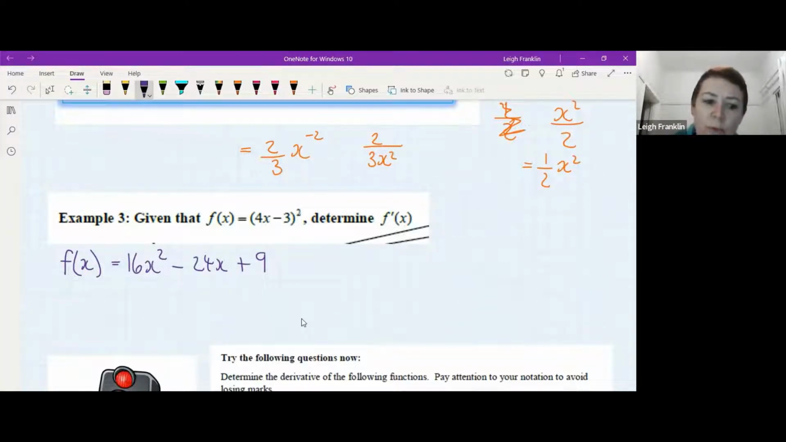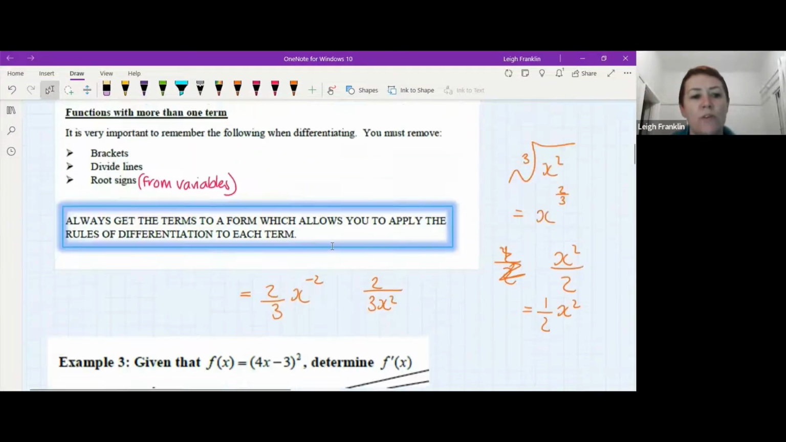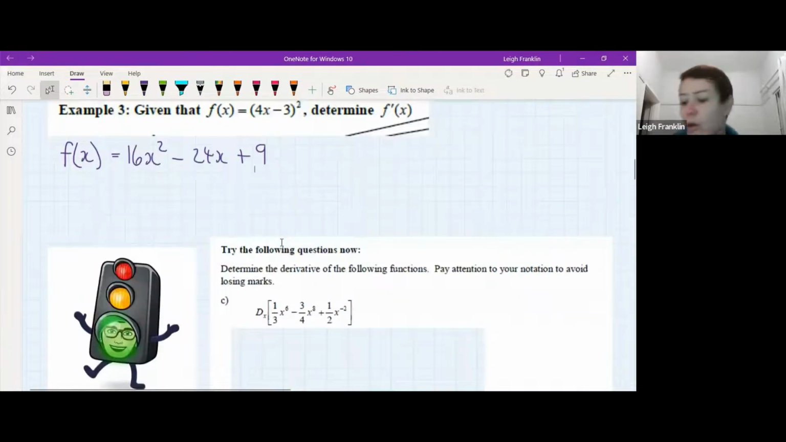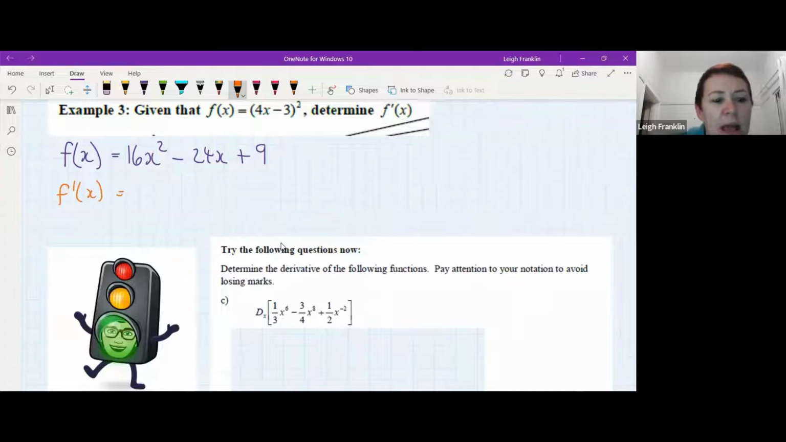Now that we've got rid of the brackets, we are essentially where we were at the start of this lesson with a question like that one, and now we can apply our power rule. So we write f prime of x, and that would give us 32x minus 24. Everybody happy with that? Yes, ma'am. Okie dokes.